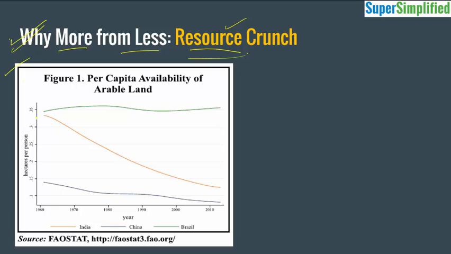So let's see this. This graph shows per capita availability of arable land, and we are comparing three countries here: India, China and Brazil, from 1960 to 2010, a span of 50 years, right? So the green line is Brazil, the orange line is India, and the blue line is China. If you see here, India is facing a sharp decline in the per capita availability of arable land. So this is the severity of this problem.